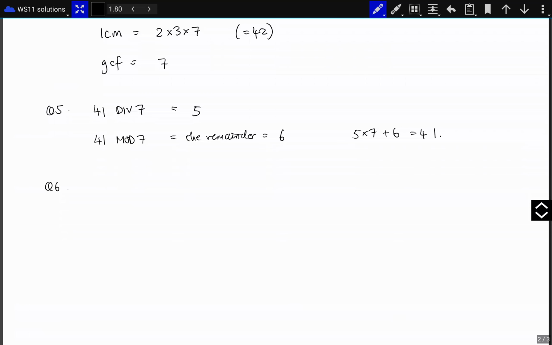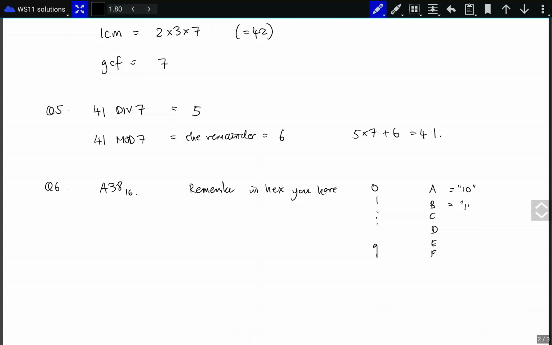So what are the decimal and binary forms of the hexadecimal A38? You remember that there are 16 digits, that in hex you have the regular decimals, so you've got 0, 1 up to 9, but you also have A, B, C, D, E, and F, where A is equal to 10 in decimals, B is 11, and so on, all the way to F, which is not 16, but 15.